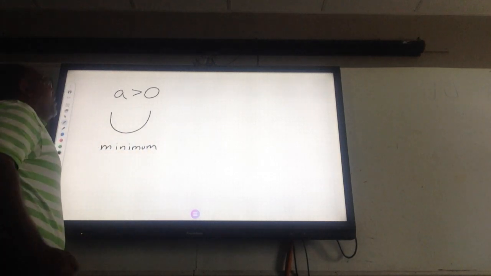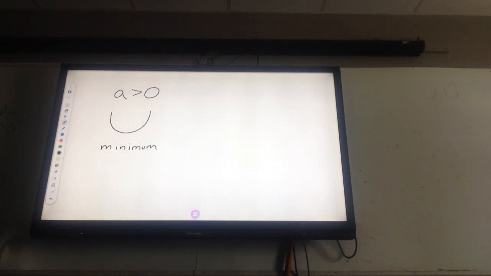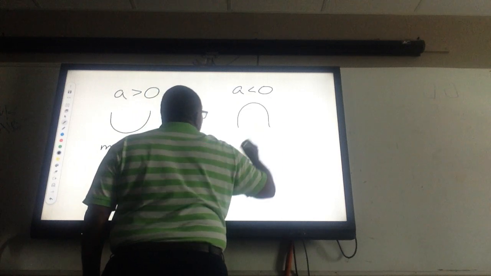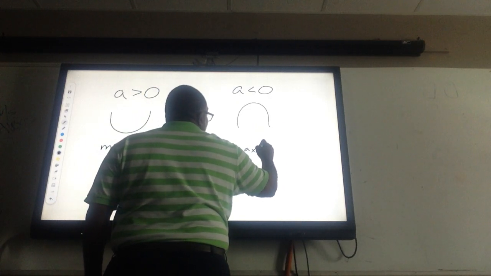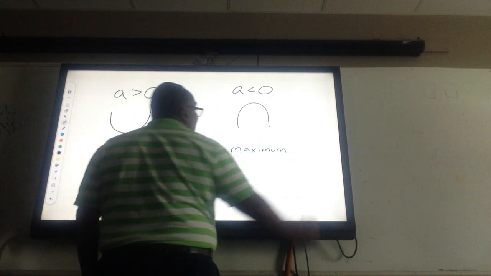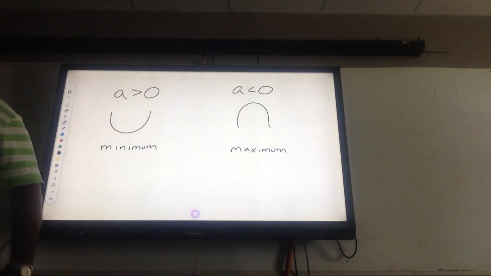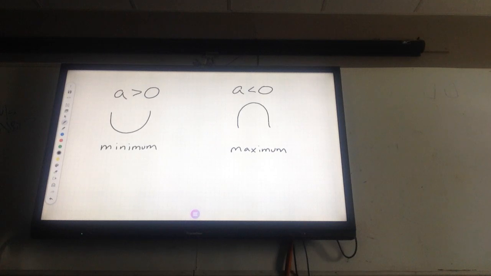So what should have been circled, if I had any number, 1 or above, in the place of A? Minimum. If A is less than 0, which means I got a negative number there, it opens downwards, and what should have been circled? Maximum. So did it take any math to do that? All you have to do is really just look at the equation.